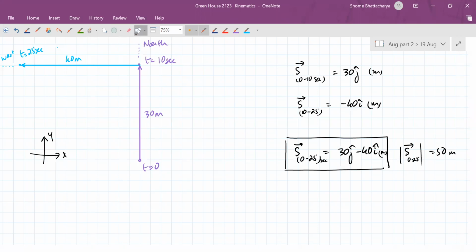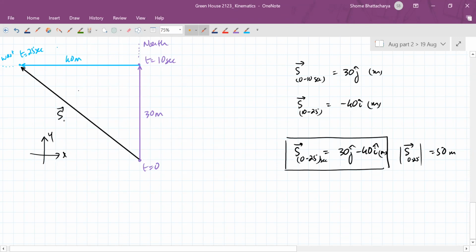So that is this displacement in this diagram. This is the net displacement that is happening in that first 25 seconds. Whereas this one is the displacement that is happening in the first 10 seconds. And this one is the displacement that is happening in 10 to 25, like this.